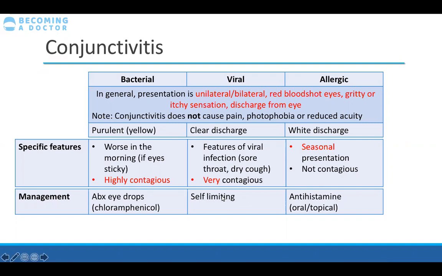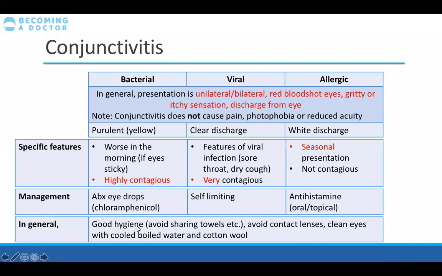Viral is self-limiting, and antihistamines, either oral or topical, are for allergic. I did say mast cell stabilizers, so you can give those as well, but the first line is always antihistamines for allergic conjunctivitis. So in general, someone with conjunctivitis, regardless of which one they may have, you want to give them advice on good hygiene: avoid sharing towels, avoid using contact lenses, and clean the eyes with cooled boiled water and cotton wool. And if it's someone with viral, that's the only advice you would want to give them.